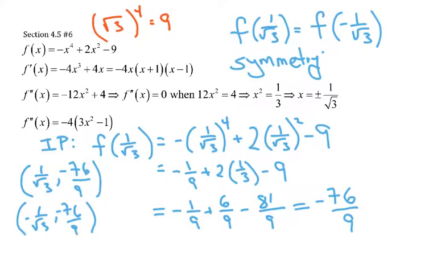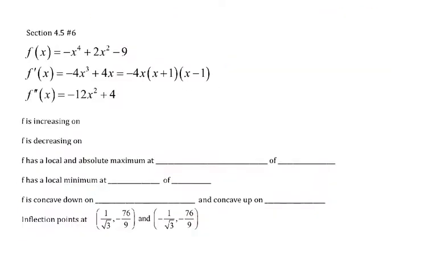Okay, now what do we do? We didn't answer this question. f is increasing on and decreasing on. We know it has a local and absolute max at x equal negative 1 and x equals 1. Had a local min at x equals 0 of negative 9. Sorry, that doesn't look like a 0 now. And this was negative 8. It is concave down. I don't have enough room.